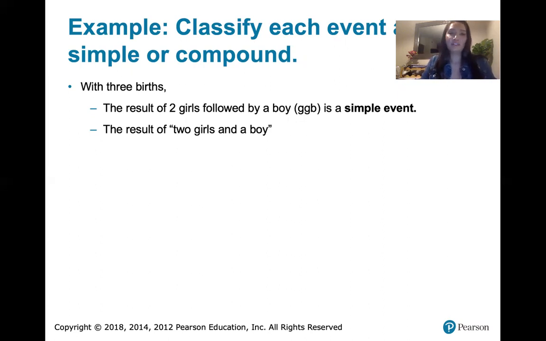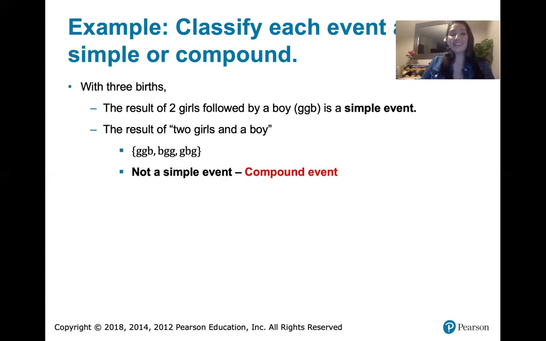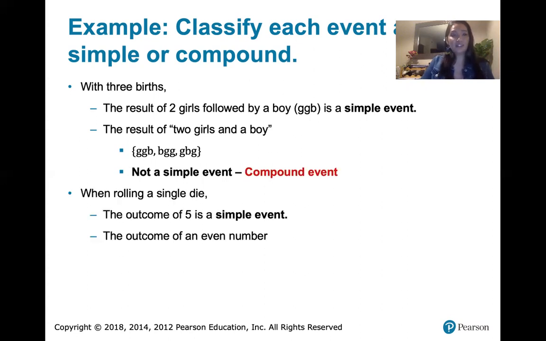Now, if you have 3 births, the result of 2 girls and a boy could happen in a number of different ways. It could actually happen in 3 ways. You could have 2 girls and a boy, so an oldest sister, a middle sister, and then a youngest son. Or you could have a boy and 2 girls, so an oldest son and 2 younger sisters. Or you could have an oldest daughter, then a son, and then another daughter. So there are 3 different ways that we can get 2 girls and a boy out of 3 births. So that means that this is not a simple event, but a compound event.